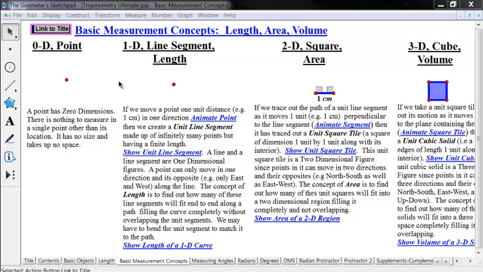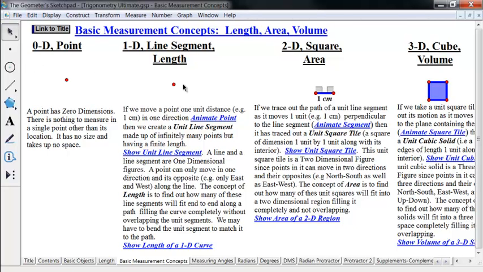That has 0 dimensions. So notice that with a point there's basically nothing to measure other than the location of the point because it has no size and takes up no space whatsoever. So even the notation that we have for it here with the dot is a misnomer, because that actually looks like it has some actual size to it, whereas a point is only a location.